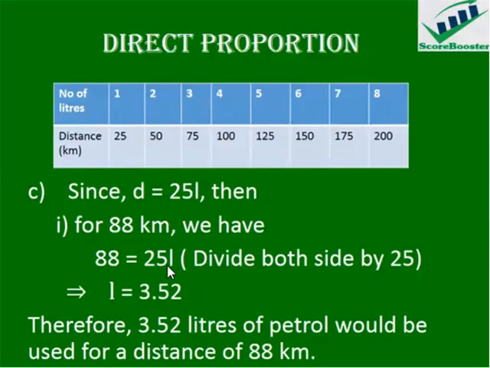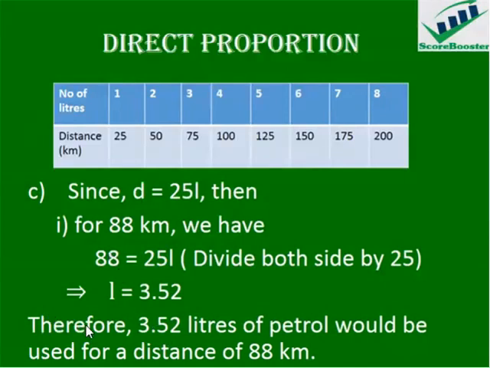So what are we going to do? We divide both sides by the coefficient of L, which is 25. So if we divide this side by 25, we are left with L, the liters of petrol the car will use, and then we divide 88 by 25. Using your calculator, we have 3.52. So the car is going to use 3.52 liters of petrol to travel for 88 kilometers.